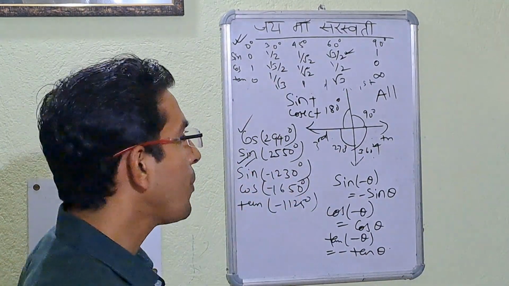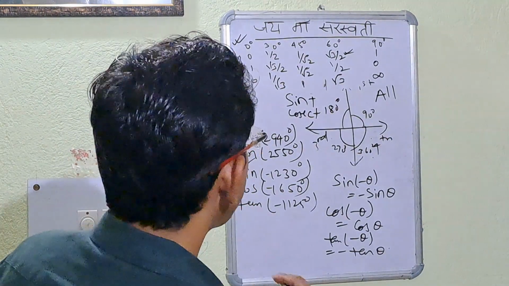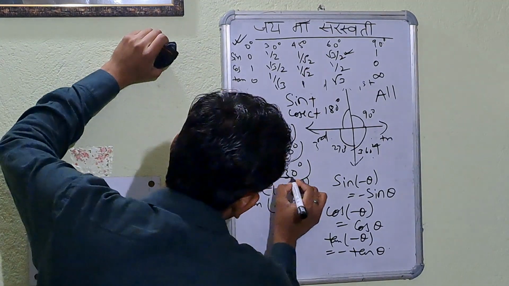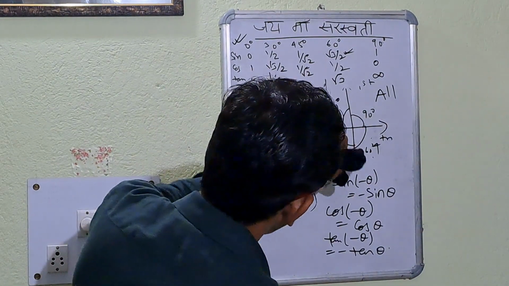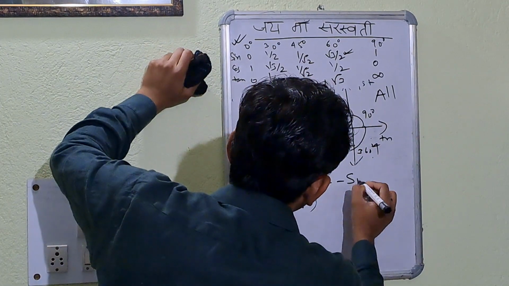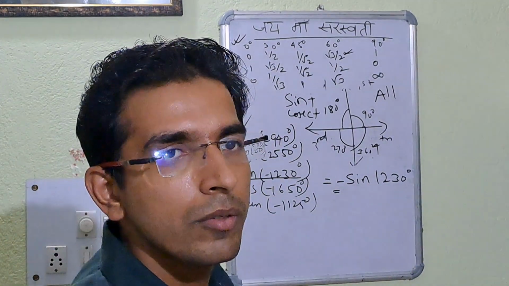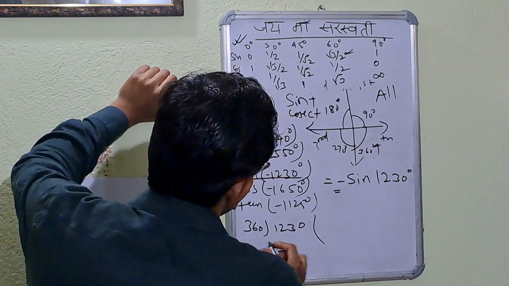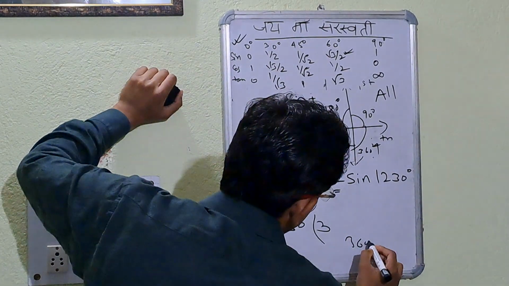Suppose we have to calculate sine minus 1230 degree. In that case, first and foremost, we write sine minus theta as minus sine theta. So we write this angle as sine minus 1230 degree is equal to minus sine 1230 degree. And we will use the same basic rule. We will divide this angle as it is greater than 1000. So we will write here 360 degree into 3.